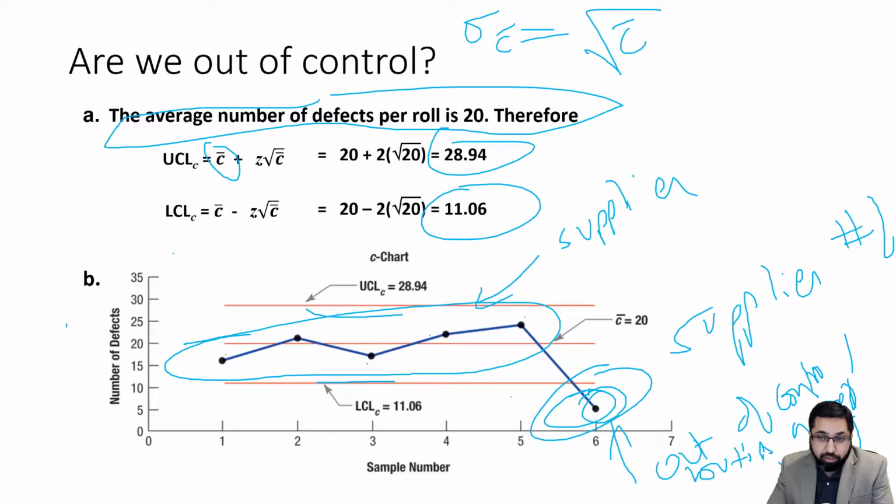And when you switch to supplier 2, kind of for good, you will recompute your control limits, and you'll get new control limits for supplier 2. Right? Because supplier 2 has a different process, and that process needs its own control limits.